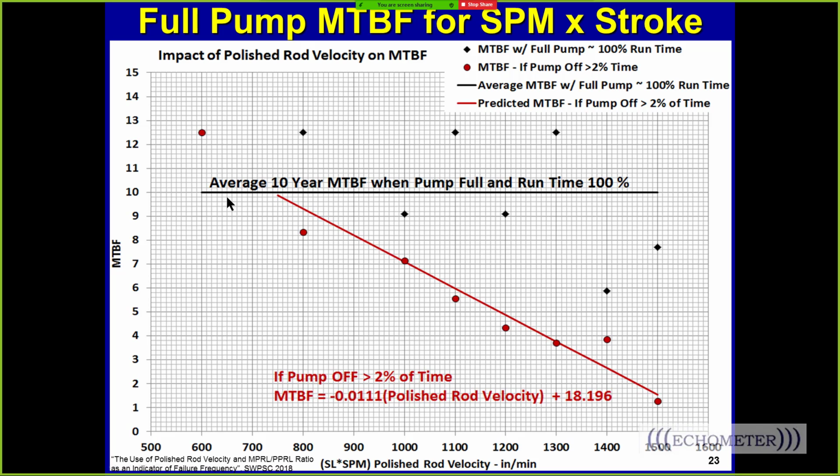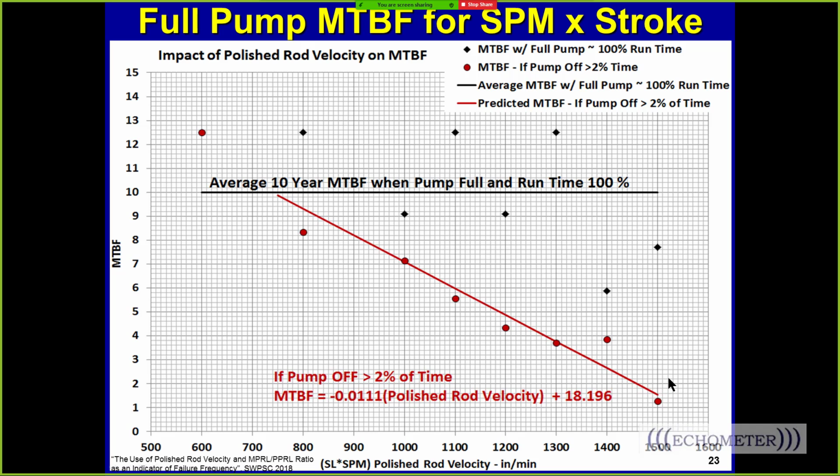And so this is what he found, and this is a plot I've shown before. But what this shows is that as you have incomplete pump fillage, which means more than 2% of the time, then you follow this line as a function of the stroke length times strokes per minute. And so the life of your equipment is 1 year if you're pumping a 150-inch stroke at 10 strokes a minute. But if your pump is full, you're going to be up here. But if your pump is not full more than 2% of the time, you're going to be on this red line.